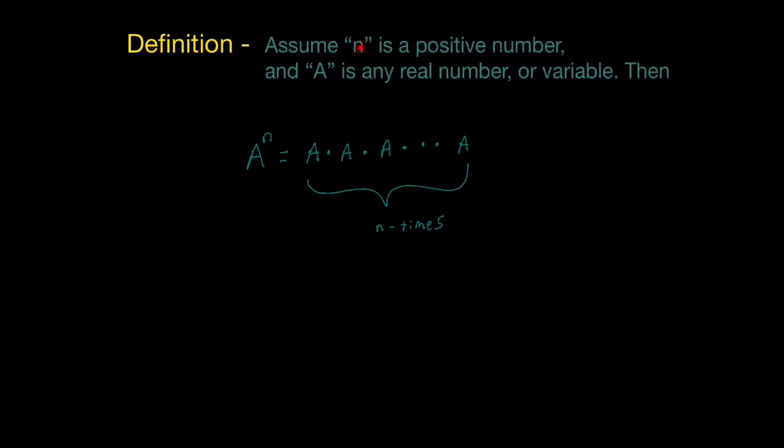So assume n, this n right here, is a positive number. And let's assume that a, this a, is any real number or a variable. Then a raised to the n is exactly the quantity a multiplied by itself n times. So here, let's take a look. Let's dissect this little definition.